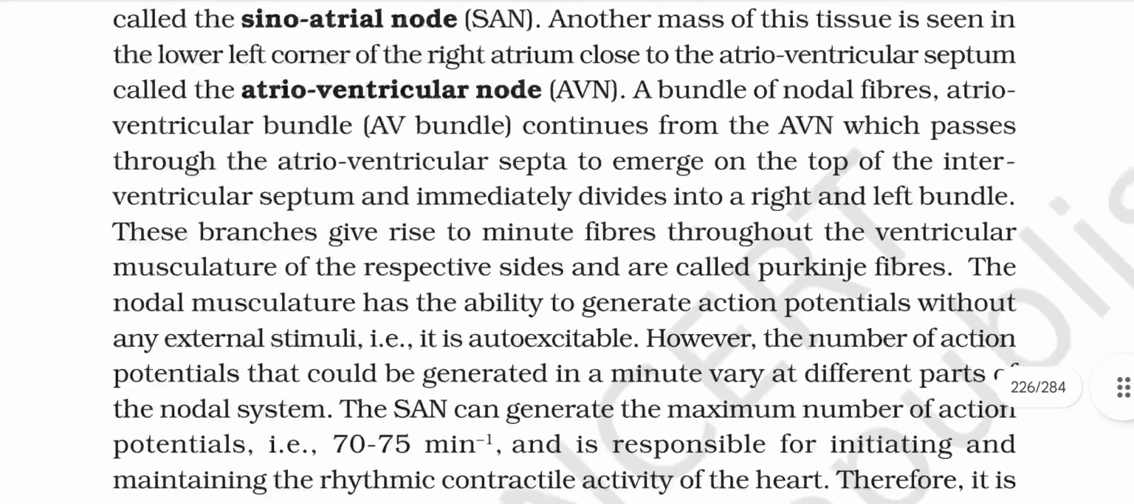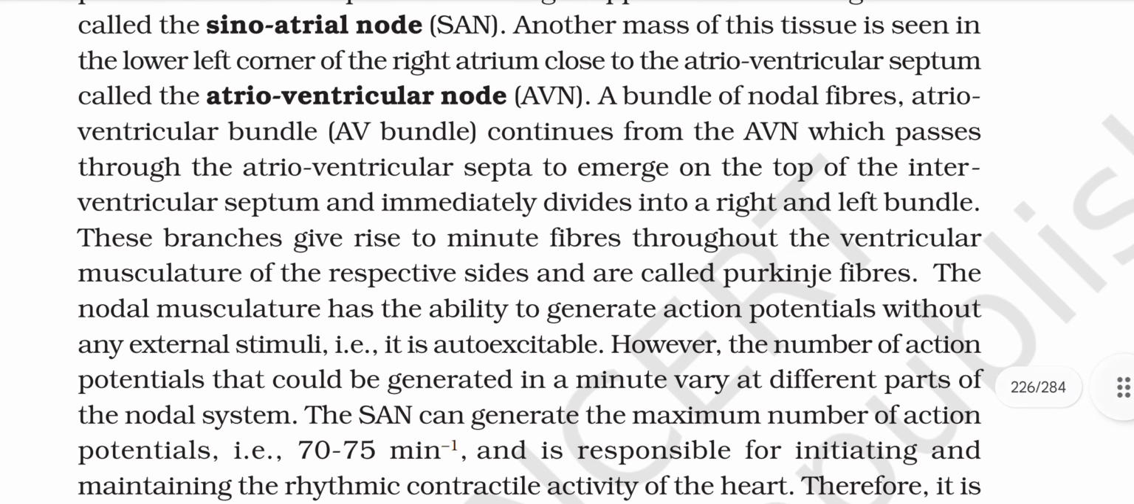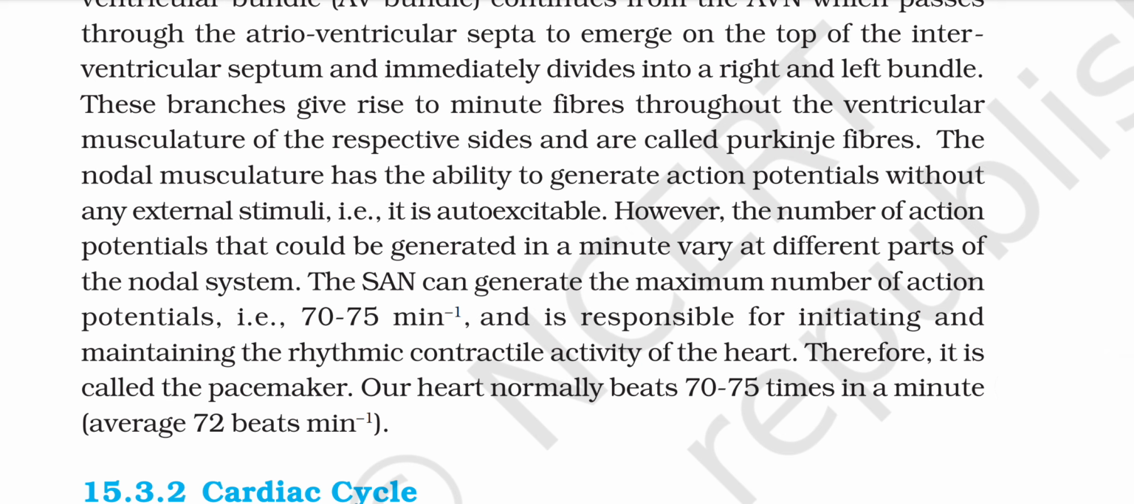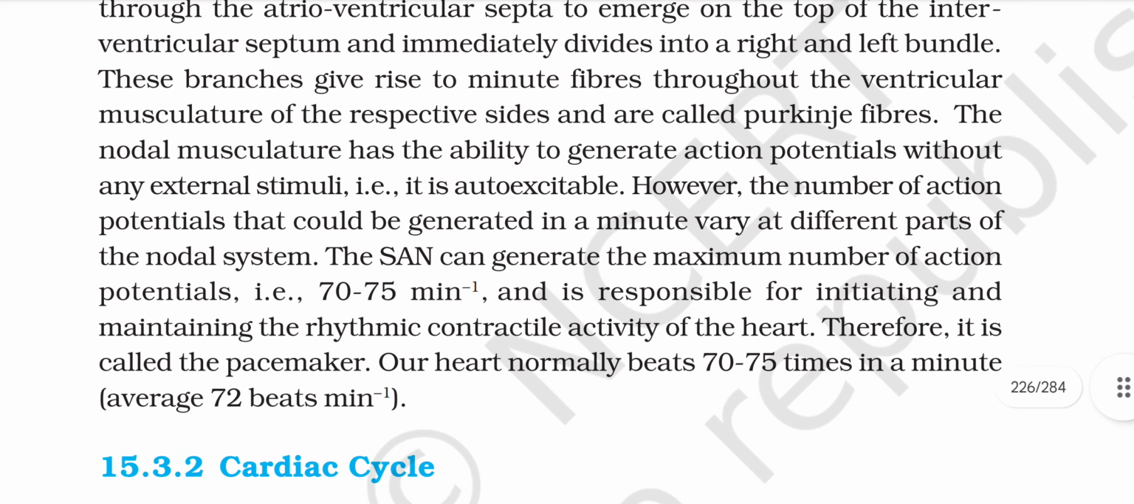A bundle of nodal fibers, the atrioventricular bundle, continues from the AVN, which passes through the atrioventricular septa to emerge on the top of the interventricular septum and immediately divides into the right and the left bundle. These branches give rise to minute fibers throughout the ventricular musculature of the respective sides and are called the Purkinje fibers.